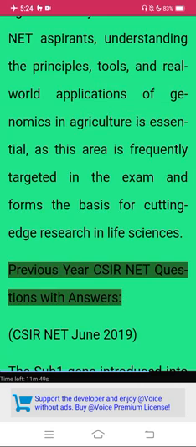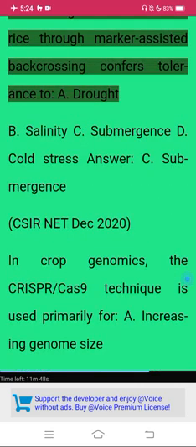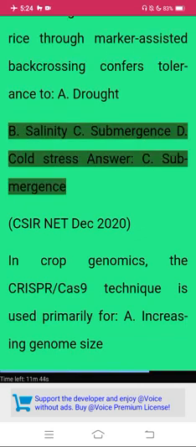Previous year CSIR NET questions with answers. CSIR NET June 2019. The Sub1 gene introduced into rice through marker-assisted backcrossing confers tolerance to: A, drought; B, salinity; C, submergence; D, cold stress. Answer: C, submergence.